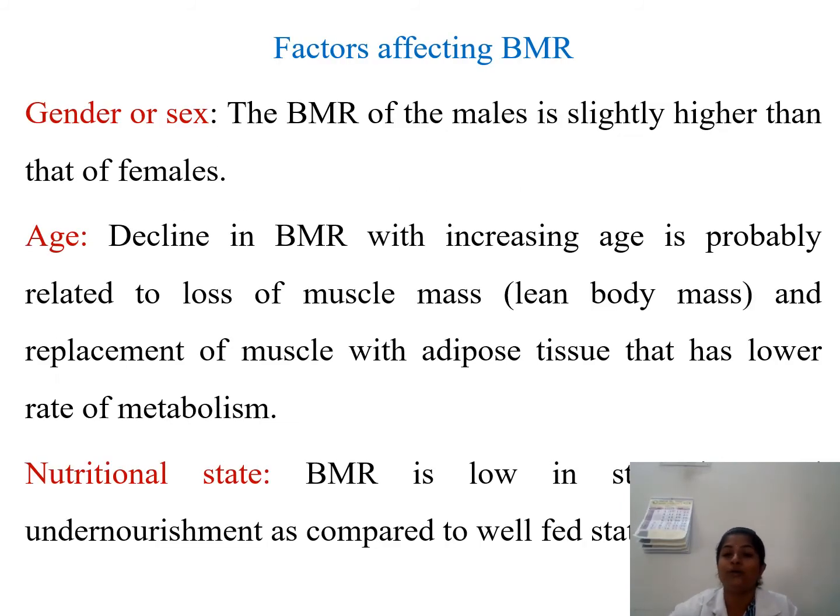Now let us discuss the factors affecting BMR, meaning what are the factors that will either increase or decrease the basal metabolic rate. First and foremost is the age of an individual. The BMR is very low in the extremes of age, that is in infants, children, and also in elderly, old age people, mainly because the muscle tone is less in these people. It is high during the middle age of an individual.